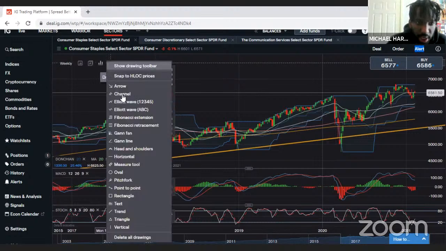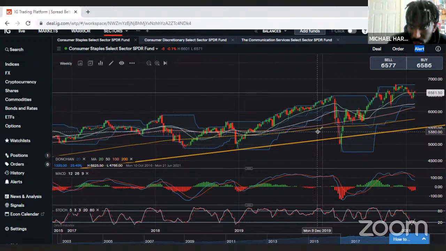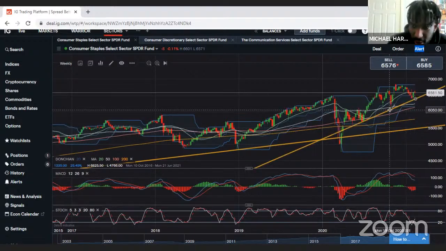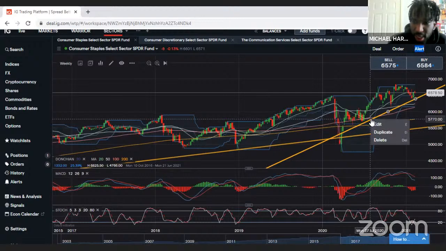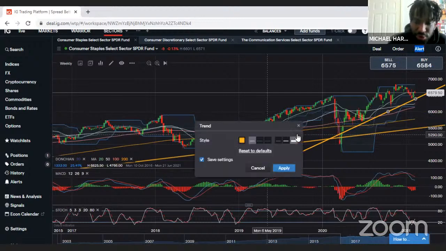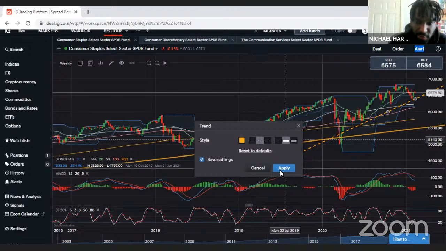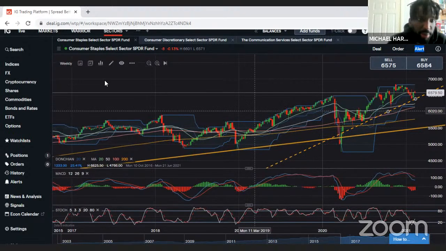So let's draw in the weekly on this. And you can just make much better decisions on this. And then it means I can get into something. And because I'm looking at it on the weekly, I can literally leave the trade to run for 2, 3, 4 weeks and watch the money pile up.